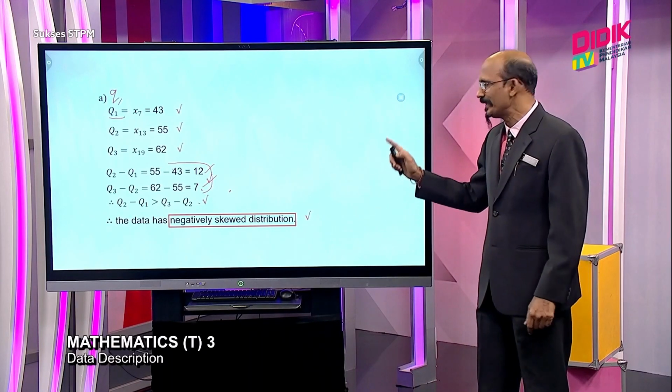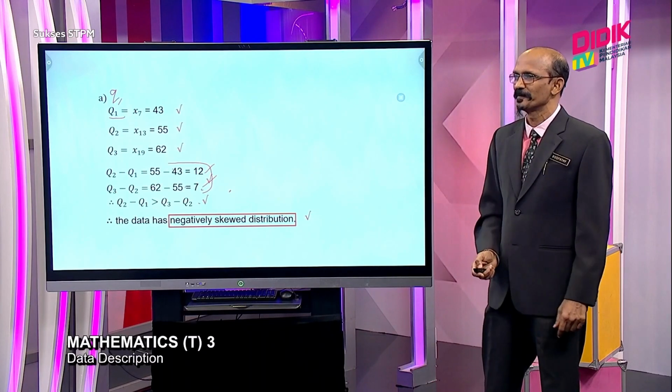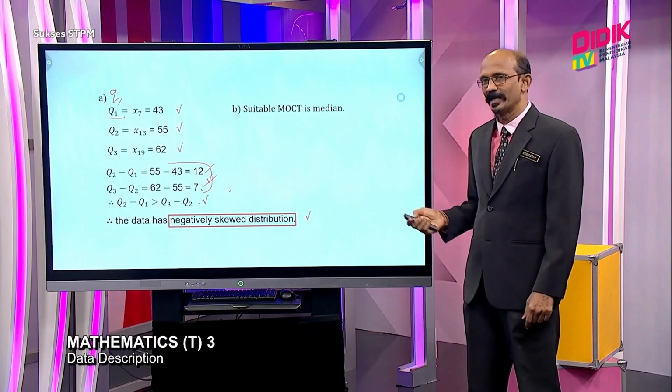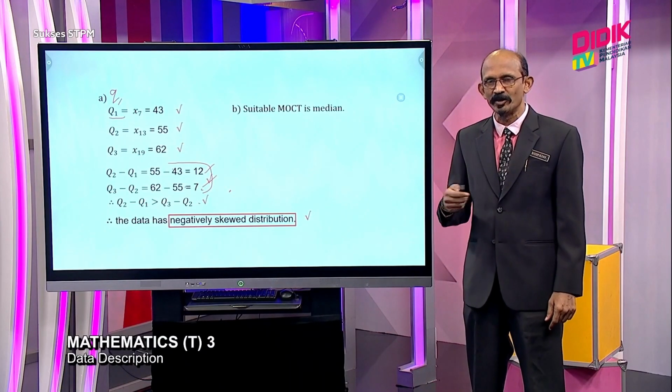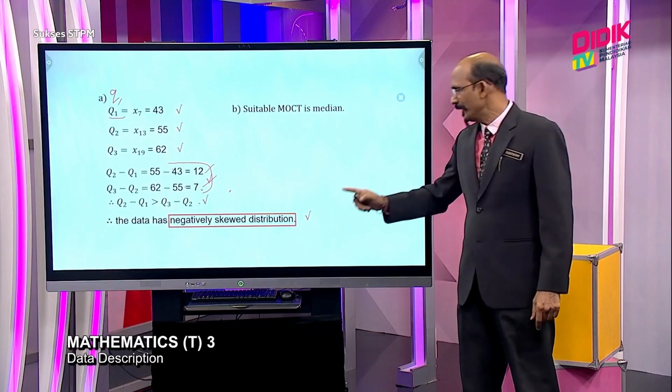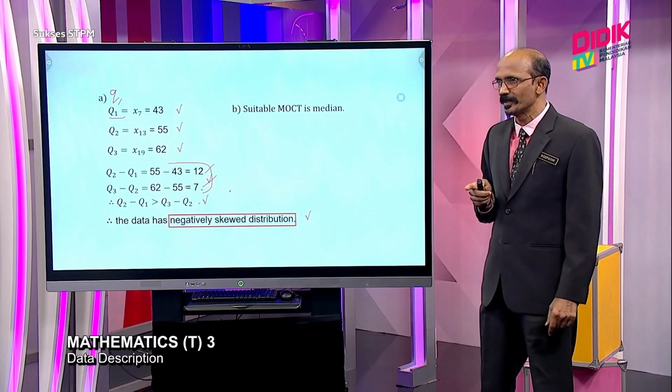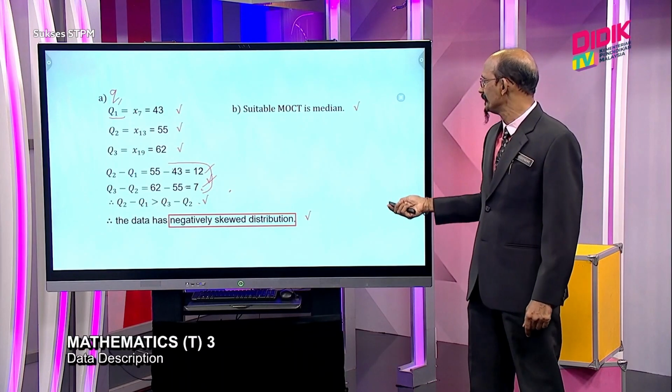So your answer must be negatively skewed distribution. Okay, shall I continue, Sean? Yes, please. Okay, so in the next part, they ask you what is the suitable measure of central tendency. So based on our answer here, we know already. Once it's a skew distribution, the best measure of central tendency is median.